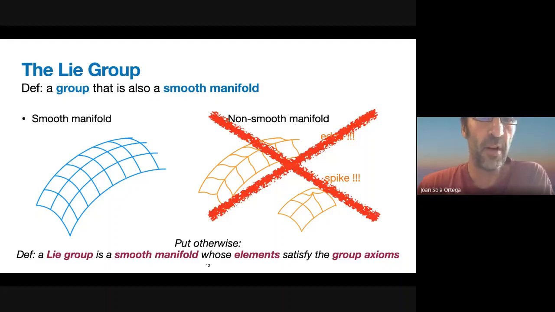Also, put otherwise, we can say that a Lie group is a smooth manifold whose elements satisfy the group axioms. First, we said that the Lie group is a group that is also a smooth manifold. You can put it in the reverse order. You can say the group is a smooth manifold whose elements satisfy the group axioms. Actually, the first definition is the classical one. And in the last years, the definition of Lie group has been changing to this new definition, but it's the same thing, okay?